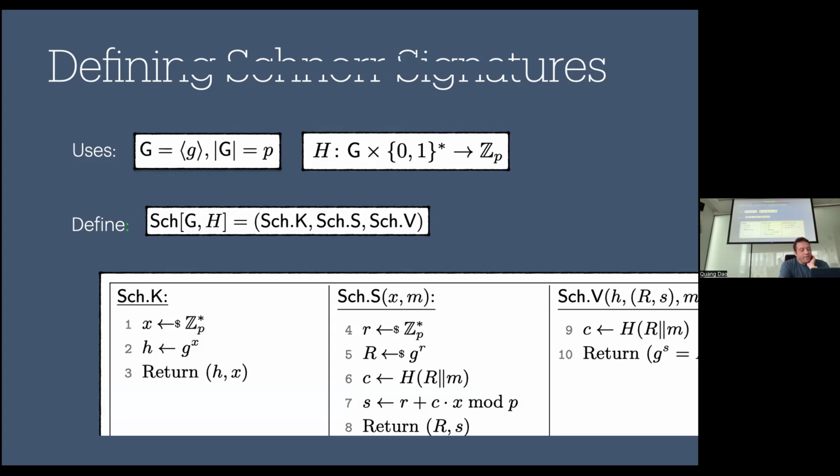In the key generation algorithm, you sample from Z_p and get a little x, and then g^x is the public key. The signing is randomized. So when you sign, you pick a little r, you exponentiate to get big R, and you compute s = r + cx, where c is the hash of R and M. You output R and s, and then there's a simple verification equation that can verify.